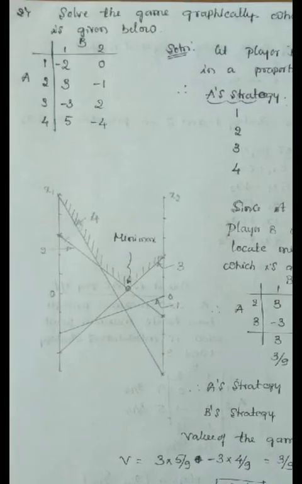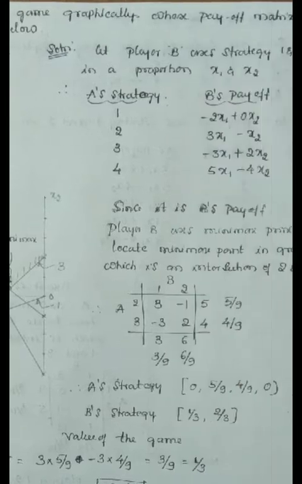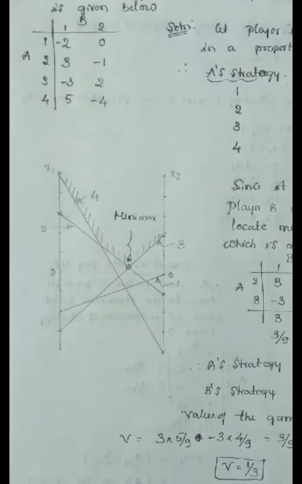B. Okay. Now let me discuss one more example, which is with two columns. Previous example is with two rows. This is an example with two columns. Solve the game graphically whose payoff matrix is shown below.